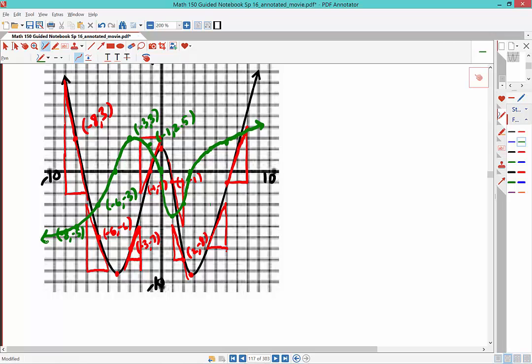So I know it looks like a mess, but that green graph, I'm basically just estimating points on that graph using slope triangles.